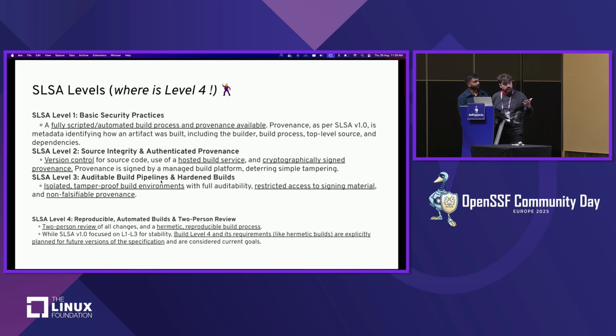And the level 4, which was defined in the 0.1 spec, was about hermetic builds and two-person reviews and reproducible builds. So we'll keep this at the end because I think in the spec it's there for the future. Like there's a place where we say level 4 will be worked on later on.